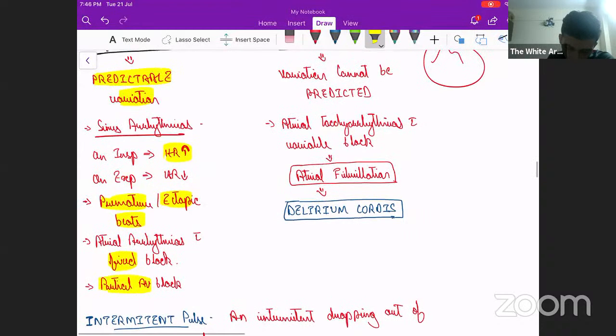So on inspiration, because of increased negative intrathoracic pressure, the pulmonary vessels will take up a large amount of blood. So less blood will go to the left ventricle, and the left ventricular stroke volume decreases. Because of this, there will be stimulation of the baroreceptor, which will lead to an increase in the heart rate. Right opposite is with expiration.